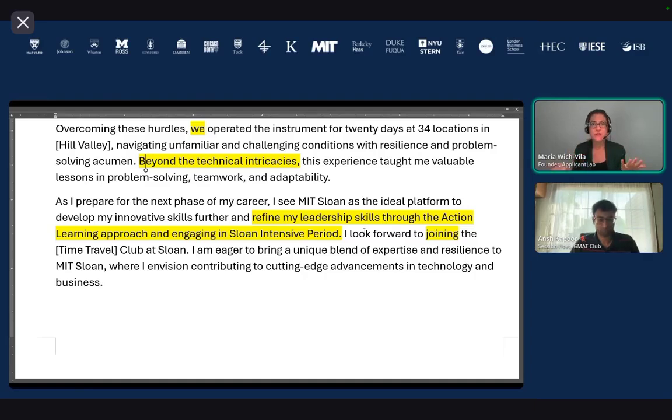Here's a good rule of thumb: if anyone else in the applicant pool could write this sentence, or in this case, if 100% of the other applicants could easily paste this right into their application and it would be like, oh yeah, that makes sense. Literally 100% of applicants are going to refine their leadership skills through the action learning approach and the Sloan intensive. So there's nothing specific here. This candidate should either find something specific or honestly just remove this.